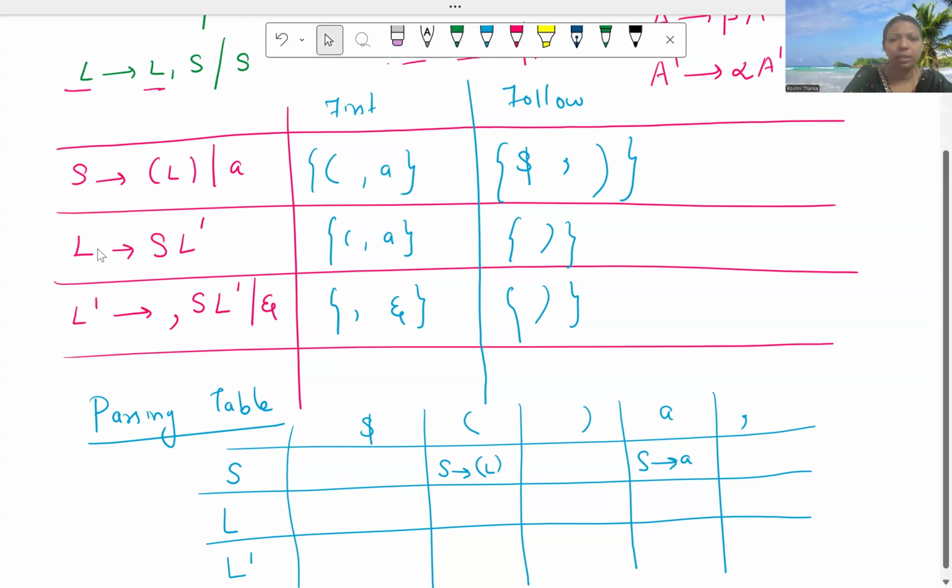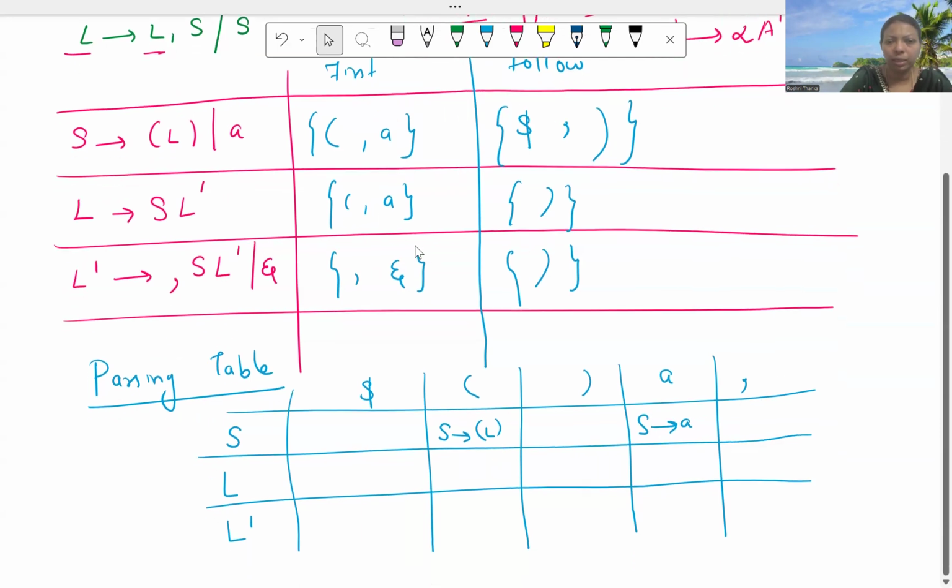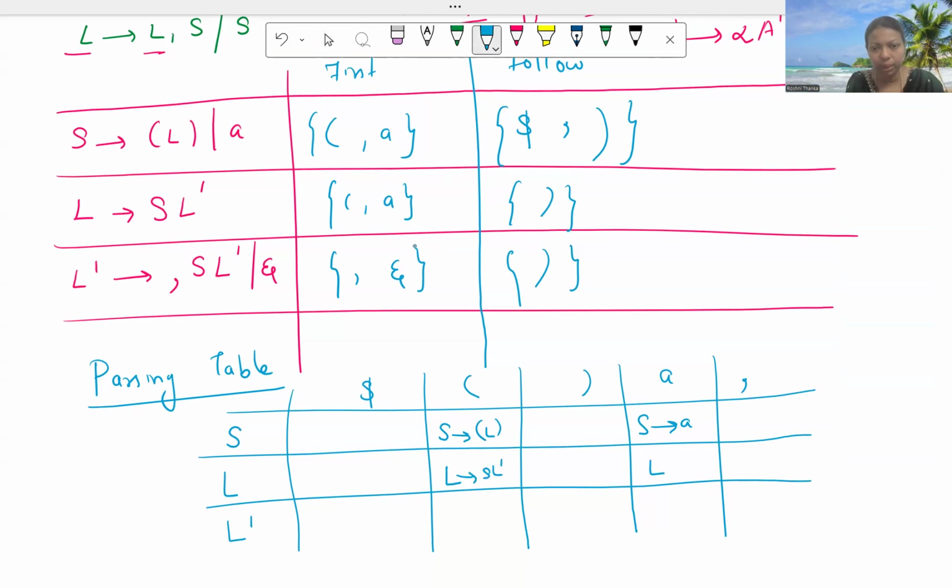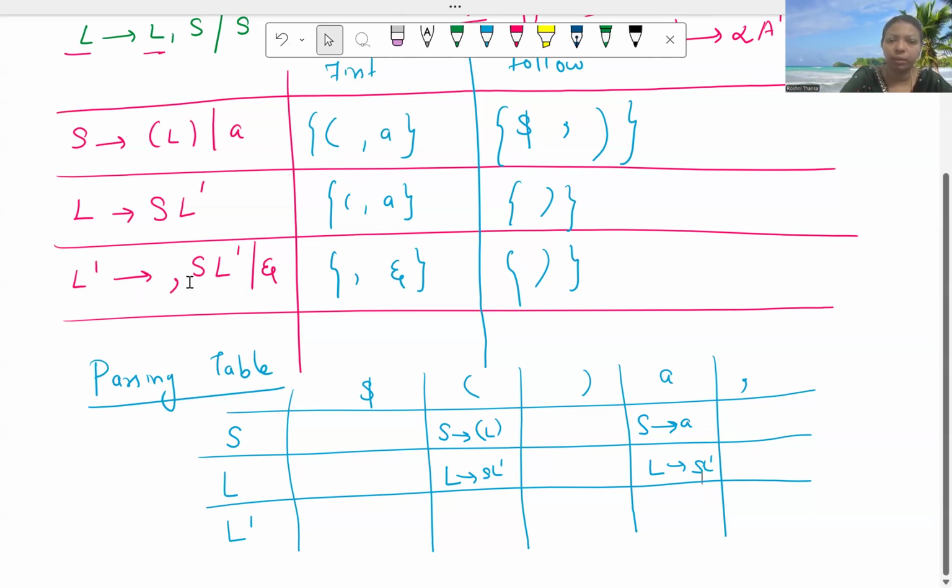And the next one is this production. Where to write it? We have to see the first. What is the first of this? Open parenthesis and a. So in the place of open parenthesis and a, we write this production L derives S L dash. Now where to write this production? For that we have to check the first. This production has the first as comma. So in the place of comma, you write L dash derives comma S L dash. And we have one more production, L dash derives epsilon.